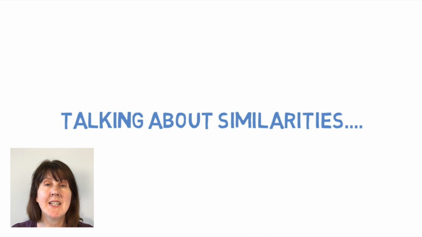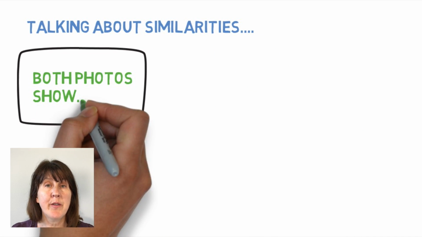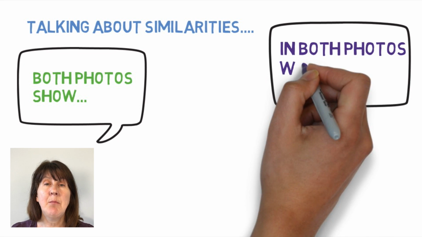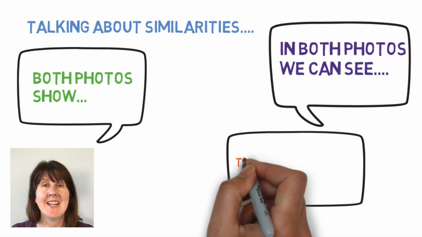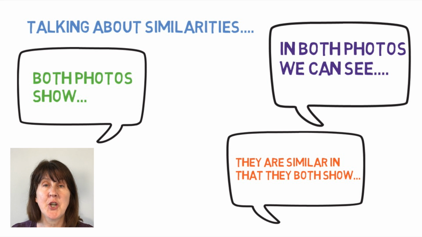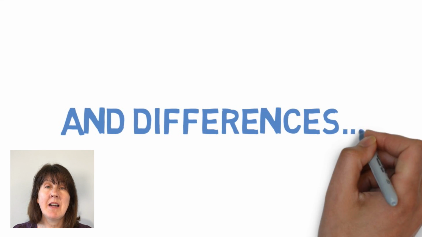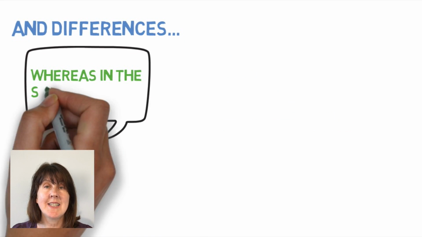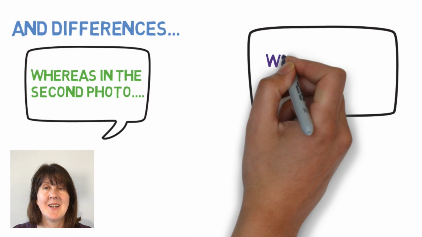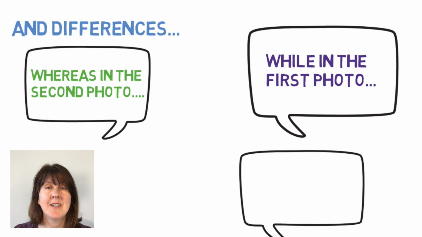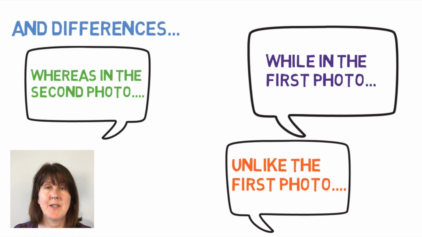Talking about similarities: both photos show, in both photos we can see, they are similar in that they both show. And talking about differences: whereas in the second photo, while in the first photo, unlike in the first photo.